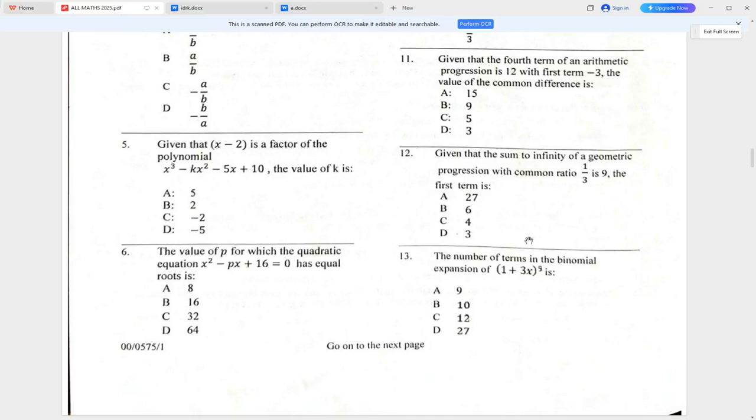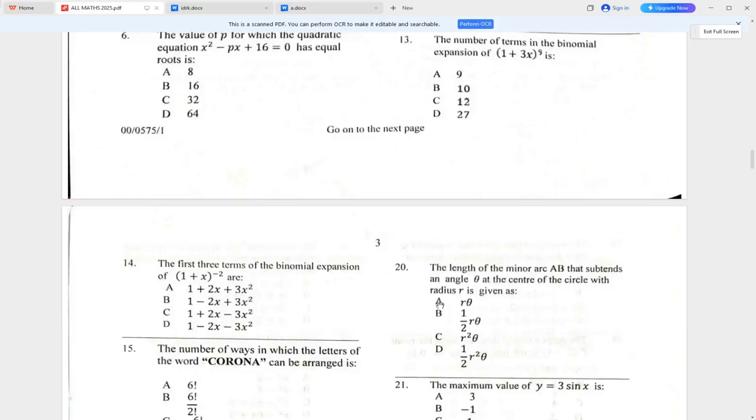Question 13. The number of terms in the binomial expansion of 1 plus 3x raised to the power 9 is? The number of terms in such a binomial expansion is given by the power plus 1. The power here is 9. 9 plus 1 is 10. So for question 13, you have the answer B.